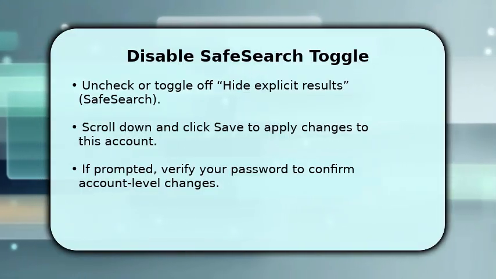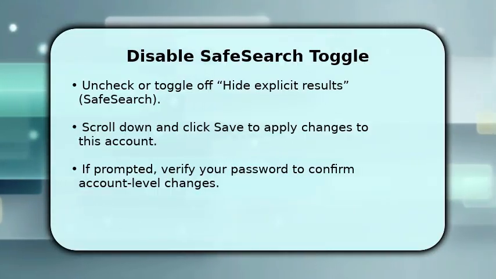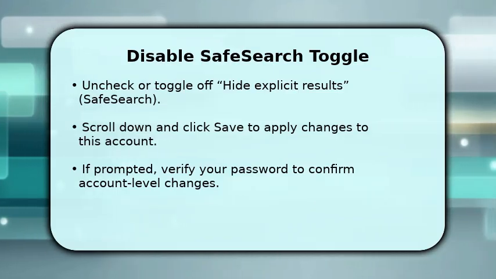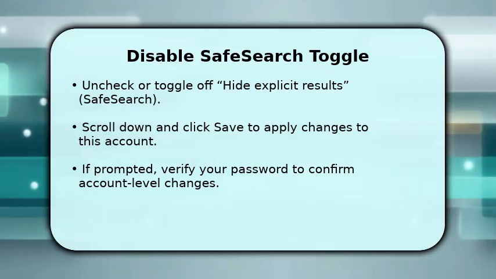Google may ask for your password to verify it's really you changing content controls. Once saved, the change applies immediately to searches on that account. Finish by testing a search phrase that used to be filtered. If results don't change, clear Chrome's cache and restart the browser, then test again.